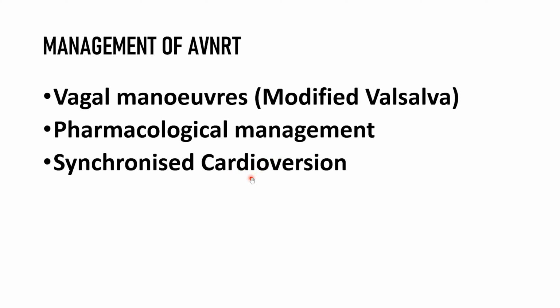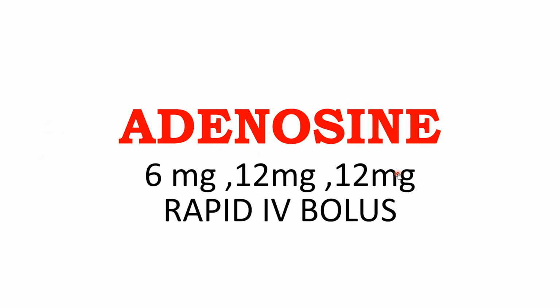It is best to do synchronized cardioversion if they are in shock, if they are hypotensive, if they have an altered GCS, etc. So if they have a tachyarrhythmia and they are in shock or in circulatory collapse, you have to think about synchronized cardioversion at the first instance. If they are stable, you can start with vagal maneuvers, then go into pharmacological management, and finally, if those two are not effective, go into synchronized cardioversion.